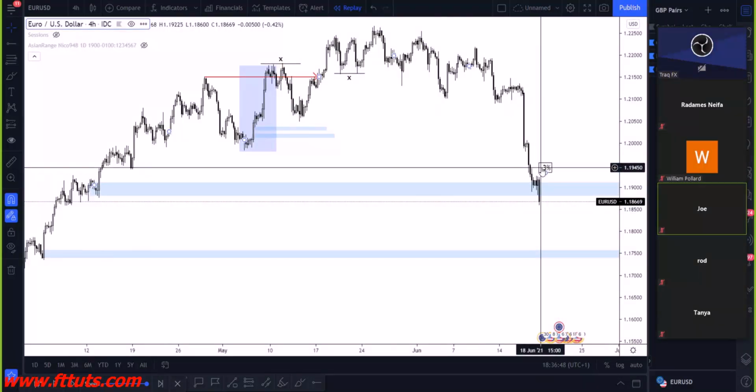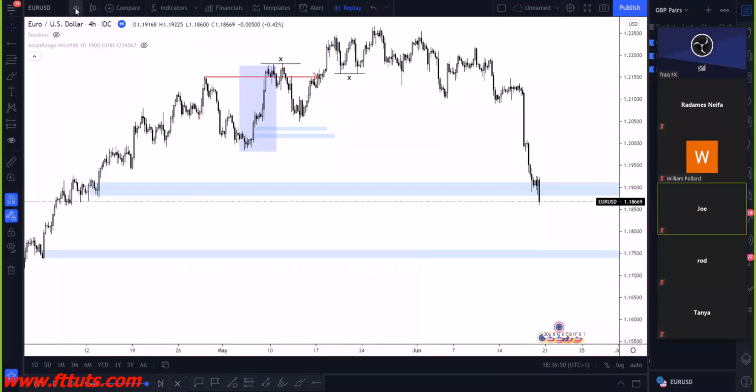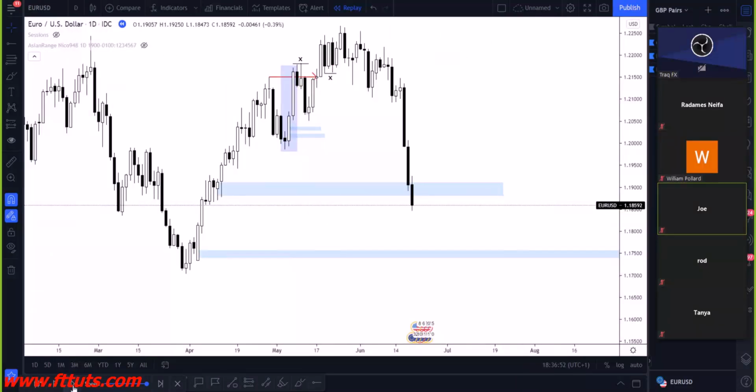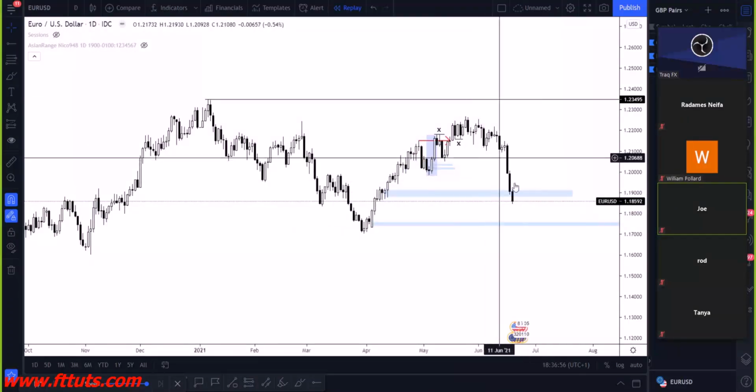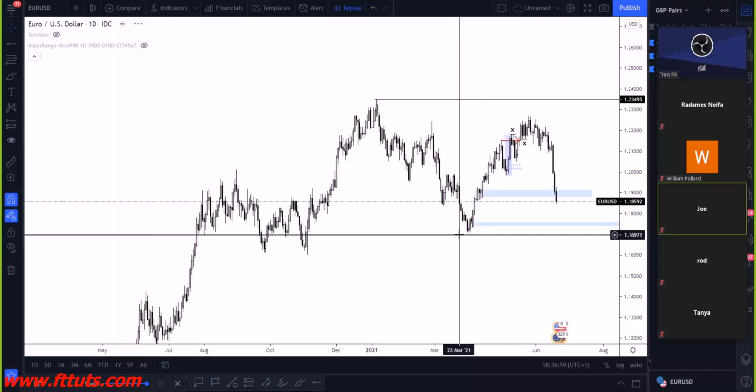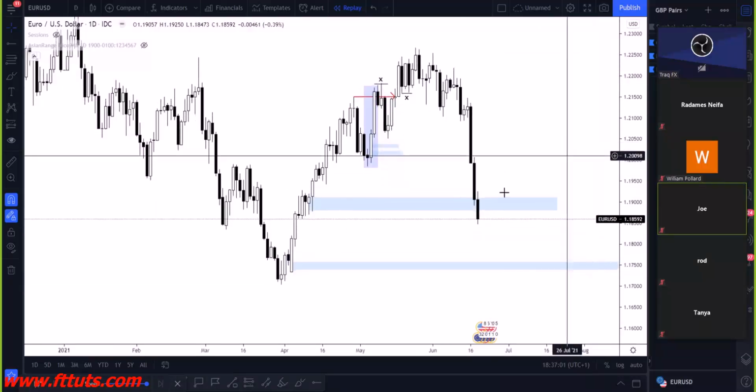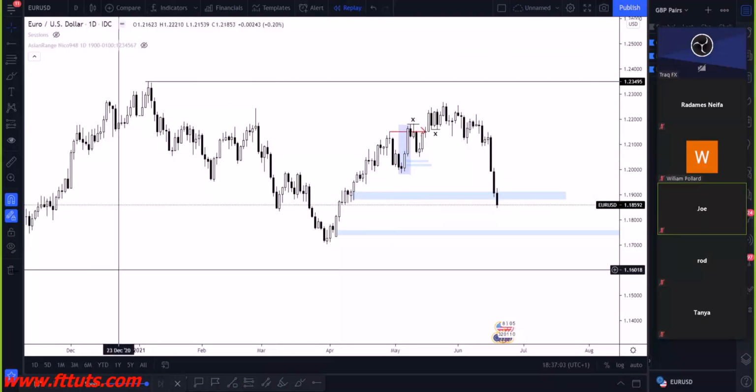Price could possibly be making a run down up to here. So let's go down to the daily time frame and let's play this out. Oh shit, I think I went too far down. All right, who cares? I'll just show you guys an analysis on Euro now.